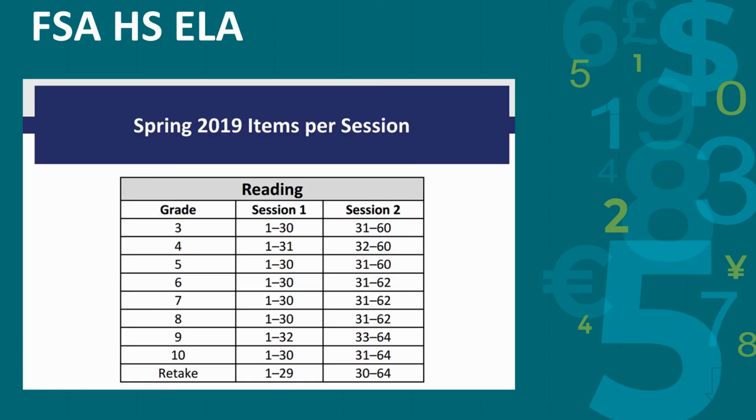So you'll see here for 9th grade, if you are in 9th grade and taking this, session 1 will have questions 1 through 32. Then when you go into day 2, session 2, you'll finish it with questions 33 through 64. In grade 10, it's a little bit different. You will have questions 1 through 30 on day 1, session 1. Then moving to session 2, day 2, questions 31 through 64 will be completed. And if you are a junior or a senior who is in the retakes, you will have questions 1 through 29 day 1, and then questions 30 through 64 on day 2.